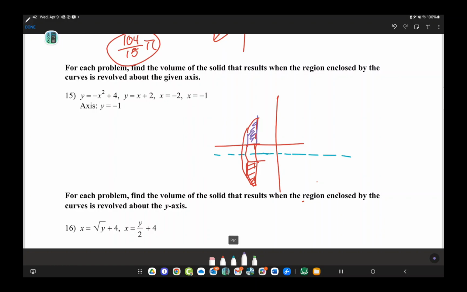Now, what function is furthest from my line of rotation? Given our bounds negative 2 to negative 1, that's easy enough. So my big function is negative x squared plus 4, but I have to subtract a negative 1, so plus 1 squared, minus x plus 2 minus a negative 1 squared, so plus 3.